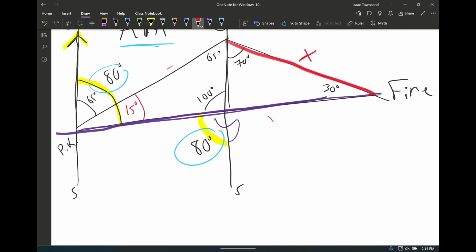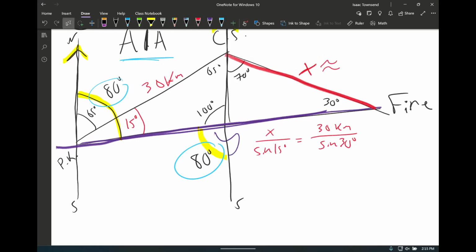So now I could find x by dividing it by the sine of its opposite angle and setting it equal to the 30 kilometers divided by the sine of its opposite angle. I've got all this information now. So this length, the one from Colt Station to the fire, would be 30 sine of 15 divided by sine of 30, which is about 15.529 kilometers.